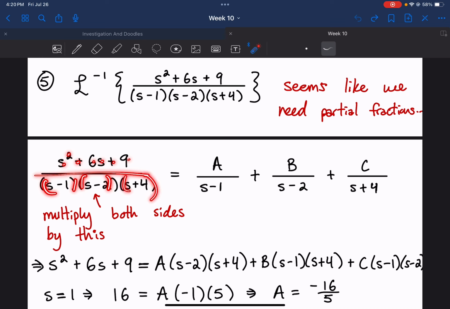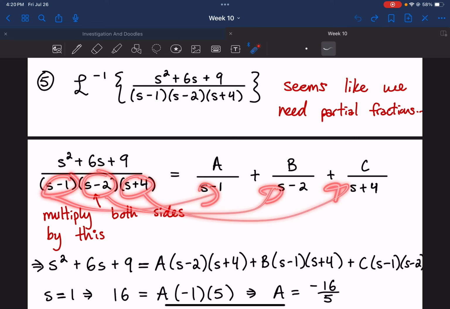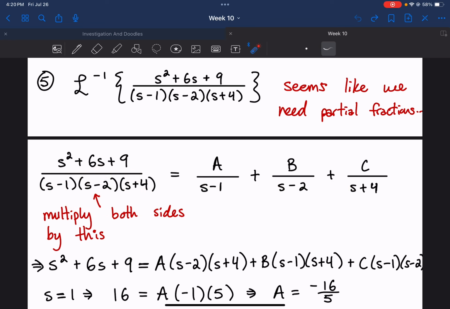And then we want that to be some constant over s minus 1 plus some constant over s minus 2 plus another constant over s plus 4, right? So each one of these will become a separate denominator. Okay? And then we're going to multiply through by this denominator, right? Multiply both sides by this. So that's going to cancel the s plus 1 here and leave us with an s minus 2 and an s plus 4, right? And then on this term, it'll cancel the s minus 2 and we'll be left with an s minus 1 and an s plus 4, right?